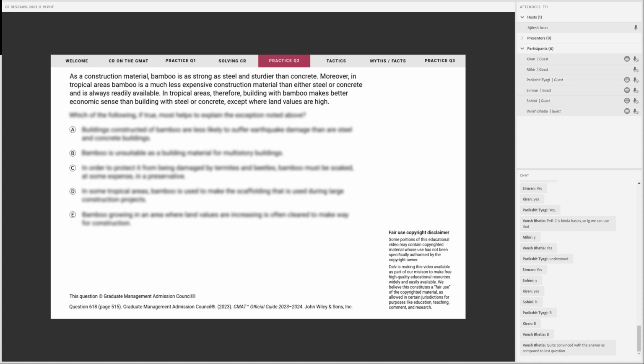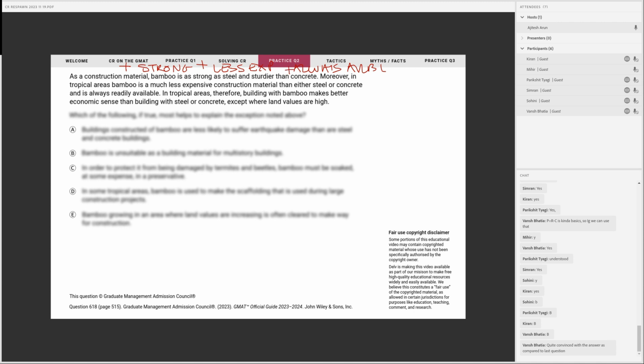Now over here, let me quickly summarize the information that we have. We have a sort of paradox. A paradox means you expected one thing, but you actually got something else. Why is this a paradox? Because basically they're telling us, bamboo is amazing. Bamboo is strong, less expensive, and always readily available. It has all these positive things going for it.